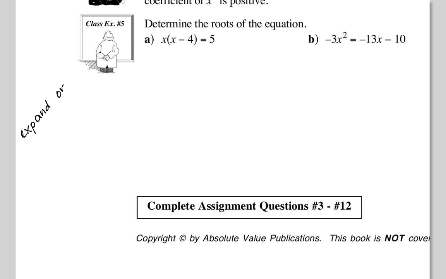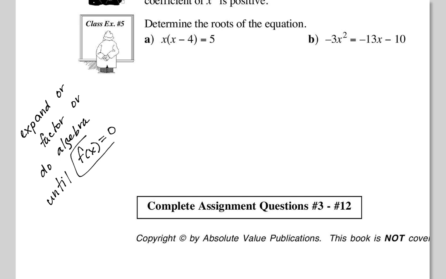expand or factor or basically do algebra until you have f of x equal to 0. That's what you need. You need some function equal to 0. So you might have to do algebra, you might have to expand, factor, you might have to do some magic.